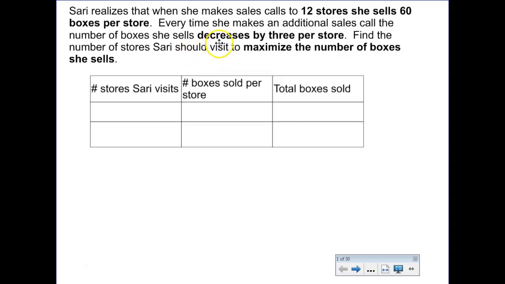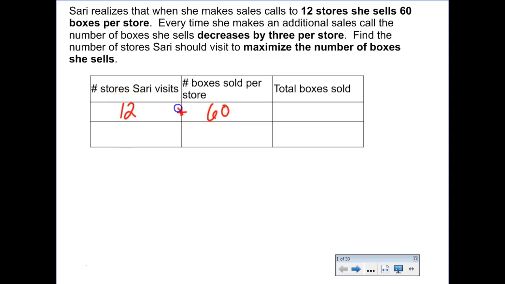So Sari is going to make some sales calls to stores. So she's going to go and visit and try to get some sales. If she visits 12 stores, she can sell 60 boxes per store. So this is just a warm-up question. You don't have it anywhere on a paper. But that clue I'm going to go ahead and put in this chart. So 12 stores, she sells 60 per store.